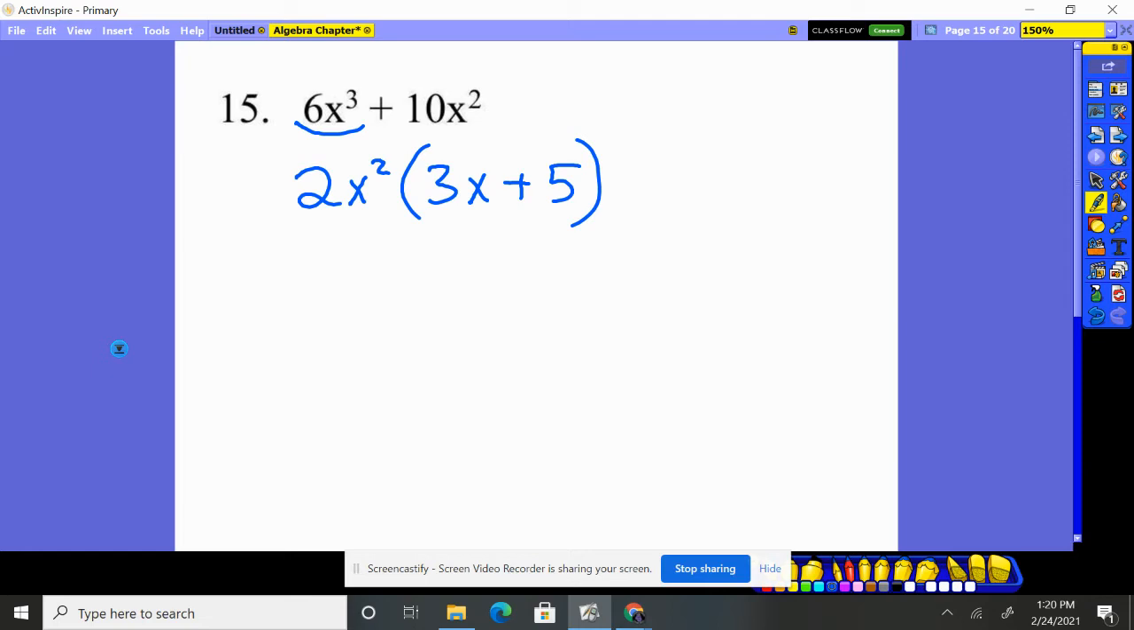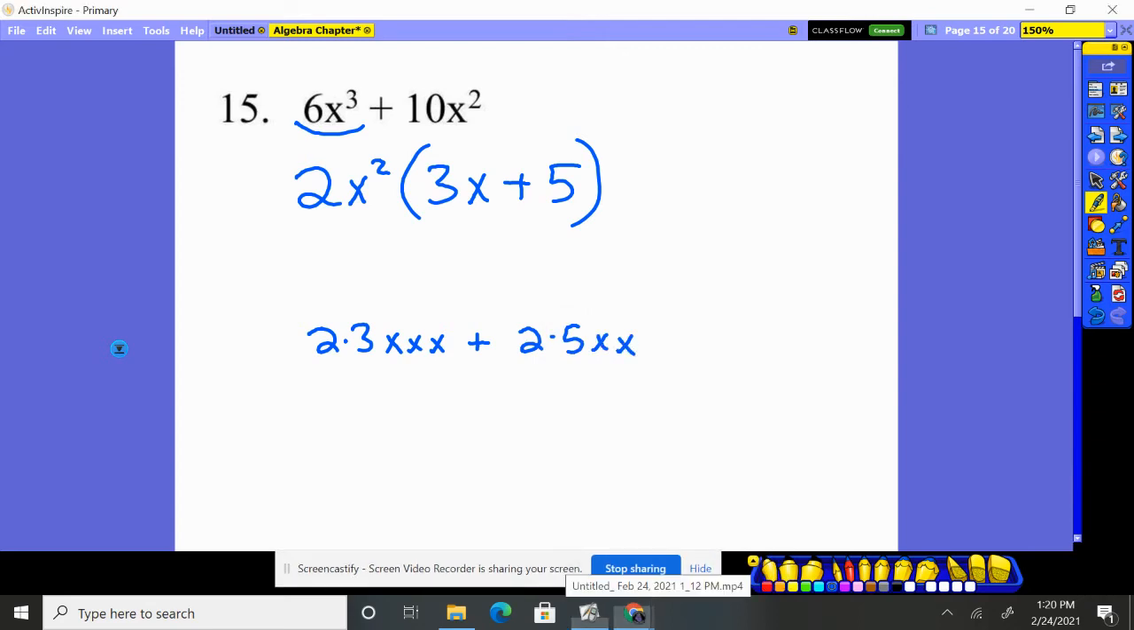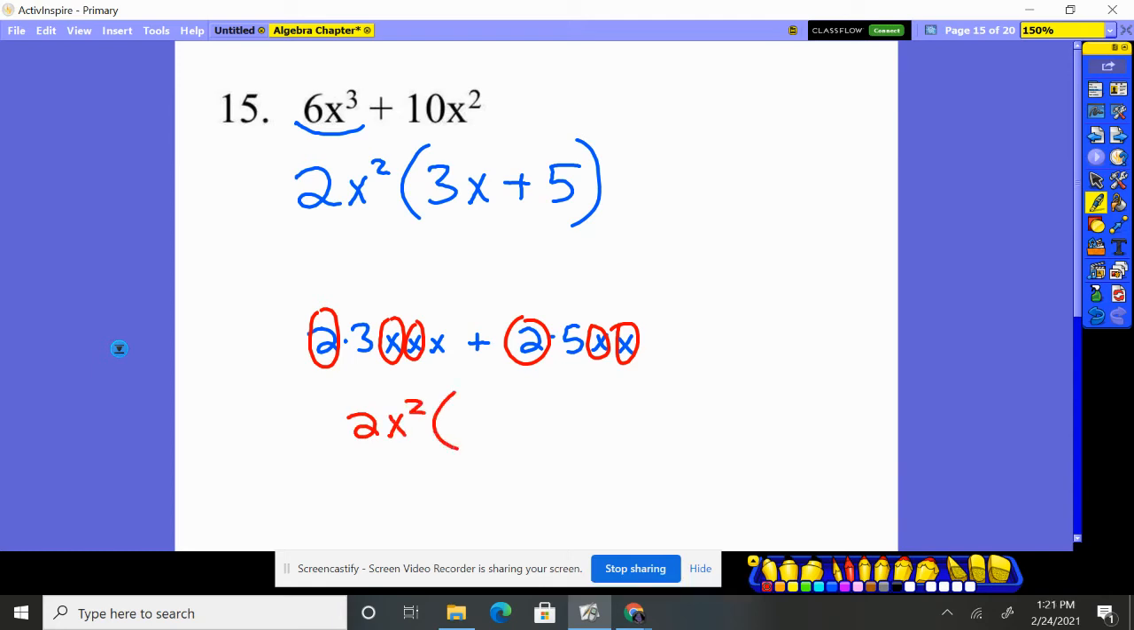The other way, if you need, you could write 6x cubed as breaking down to 2 times 3 times x, x, x. It's prime factorization. Plus 10 is 2 times 5, x, x. And then say, okay, what do they have in common? They have a 2, they have an x, and then they have another x. So they have a 2, x, x, x squared. And then left behind is a 3 and an x in the first piece. And then left here is a 5.